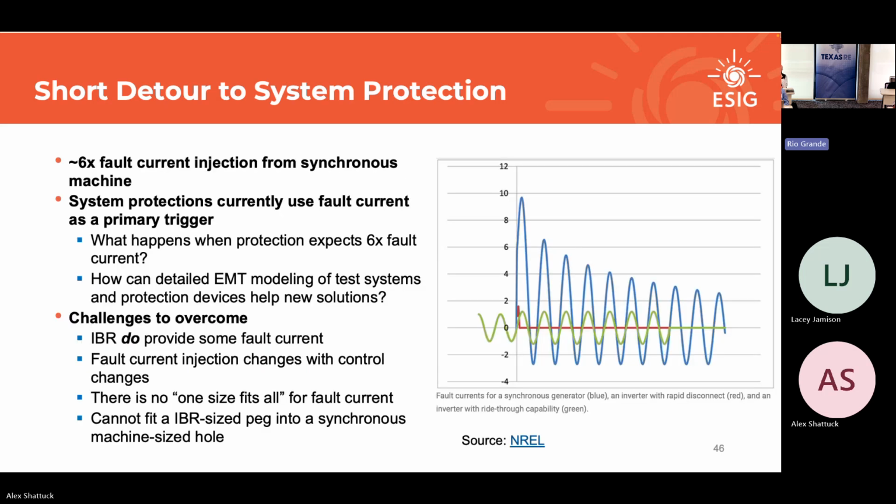So why is it really important? You get about 6 times more fault current from a single machine. You're currently using fault current as a primary trigger. If you don't have that, we have to figure out something else, and it's hard to do that on the fly.